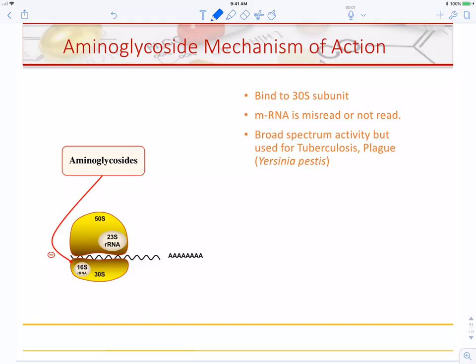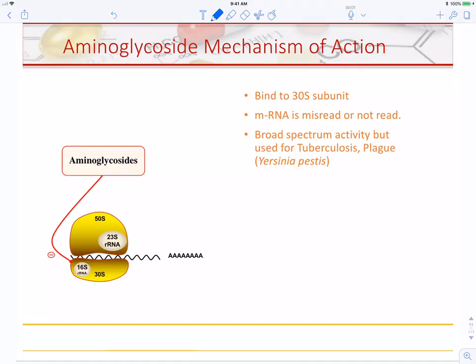So let's look at the first of the drugs we look at. Those are the aminoglycosides. They bind, as we saw, to the 30S subunit. They prevent proper reading of the messenger RNA. They have a very broad spectrum of activity. They are made by Streptomyces griseus, and the most famous of them are gentamicin and streptomycin.